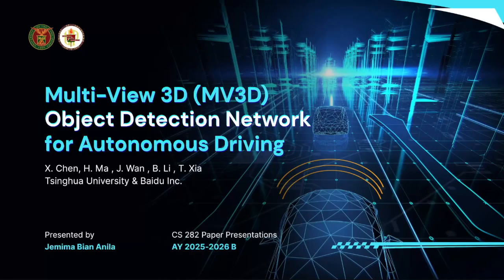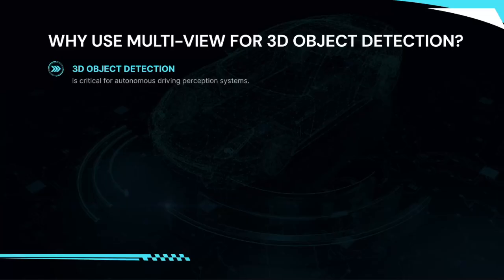The first paper is Multi-View 3D Object Detection Network for Autonomous Driving by Chen et al. from Tsinghua University and Baidu Inc. Why use multi-view for 3D object detection?